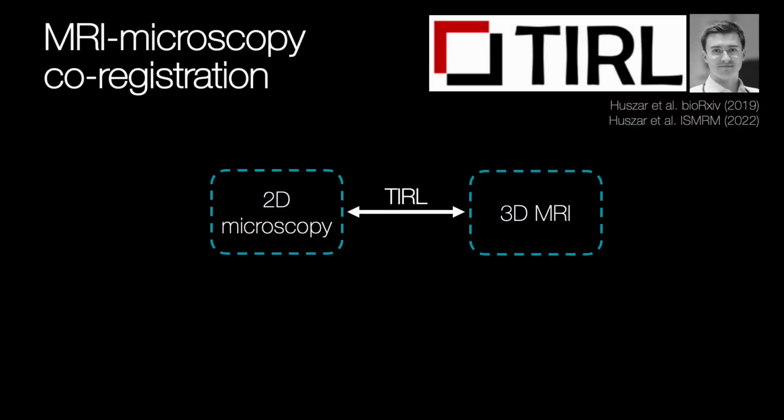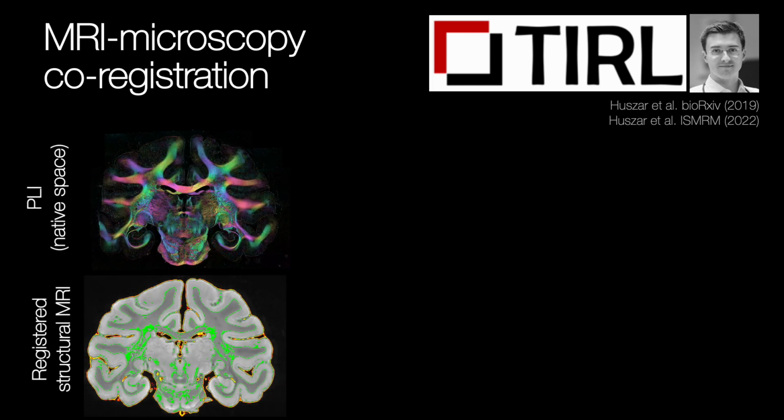The multimodal BigMac data was then co-registered using TIRL, a new MR microscopy registration tool developed by Istvan Hazar. Using TIRL, we can map each 2D microscopy section into the 3D MR volumes. Here I'm showing an example output where I've co-registered a PLI image to the structural MRI. On the structural image, the green lines indicate the white grey matter boundary, whilst the orange lines show the tissue edge.